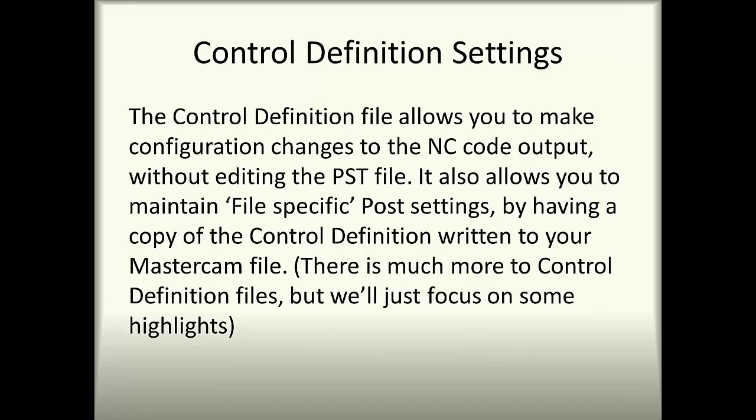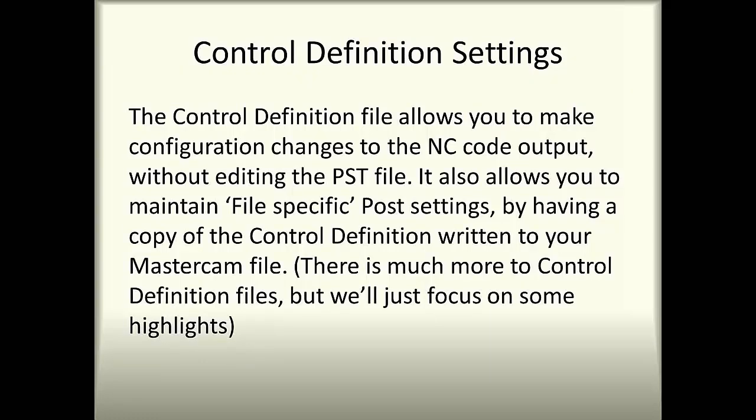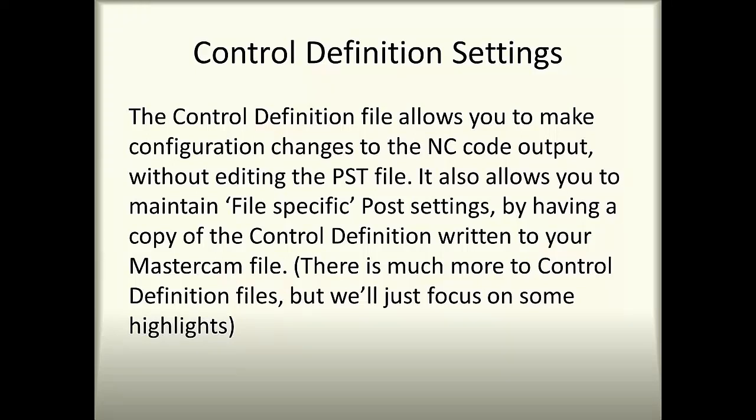Now, the NCI file contains toolpath motion data. We have several other files, the machine definition and the control definition, that are involved in flavoring or modifying your NC output. The control definition file allows you to make configuration changes to the NC code output without editing the post. It also allows you to maintain file-specific post settings by having a copy of the control definition written to your Mastercam file. There's much more to the control definition files, but we'll just focus on some of the highlights for now.